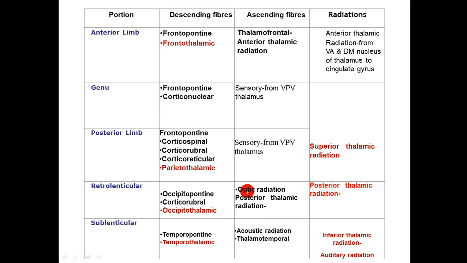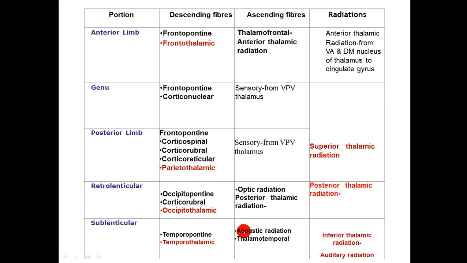And in the sublentiform area we have temporopontine fibers descending and the temporothalamic fibers, and we have ascending fibers, mainly the inferior thalamic radiation, otherwise called auditory radiation, starting from the medial geniculate body and then going to the primary auditory area 41 in the upper part of the temporal, superior temporal gyrus. So these are in short.